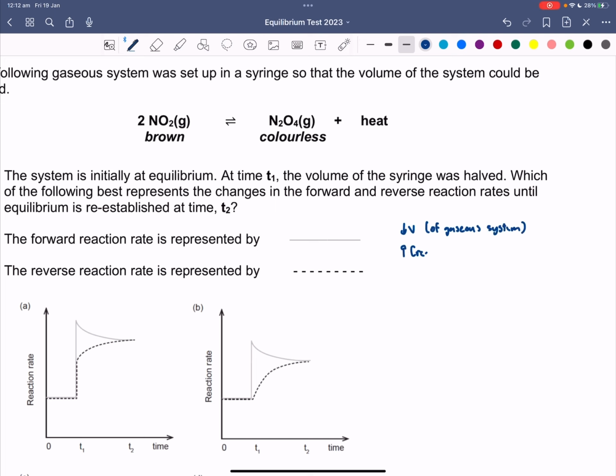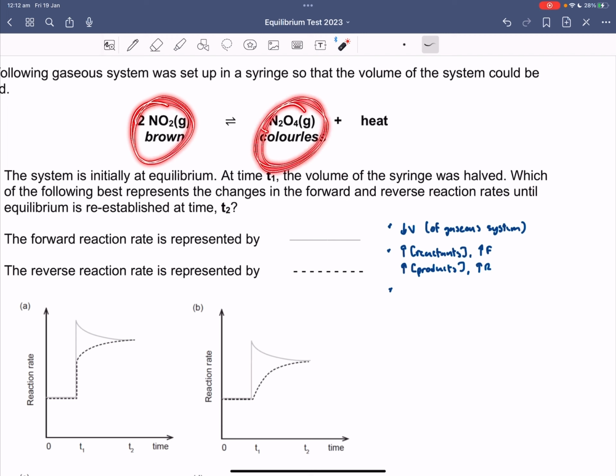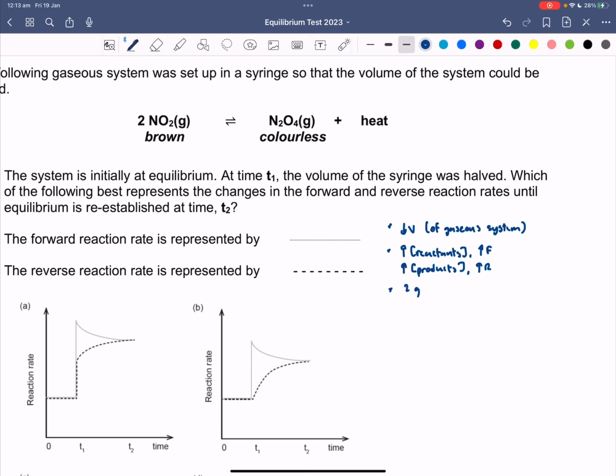Increase in concentration of reactants, immediate increase in concentration of reactants. So immediate increase in the forward reaction rate. And there's an increase in the concentration of products as well. There's products on the gas side and reactants on the gas side. So if there's an increase in the concentration of products, there is also an increase in the reverse reaction rate. Now, what we need to understand is that there are two gaseous reactants versus one gaseous product.